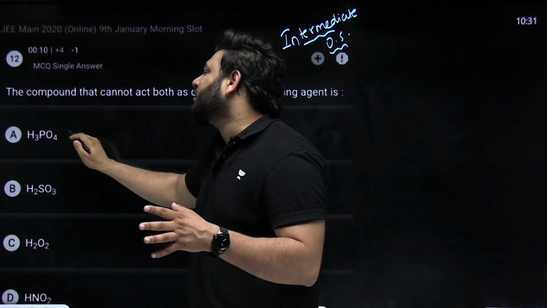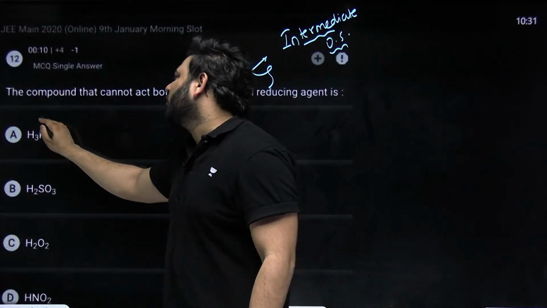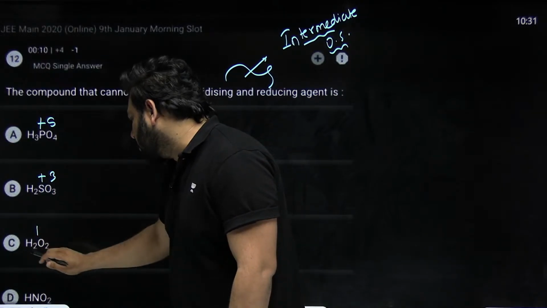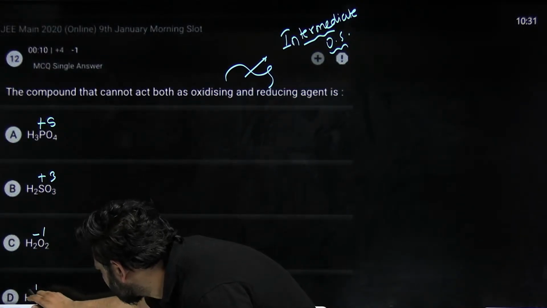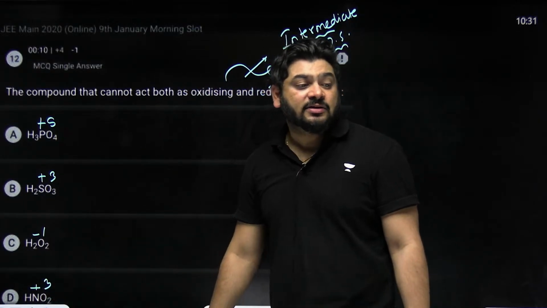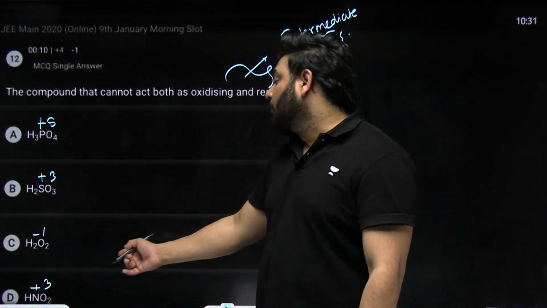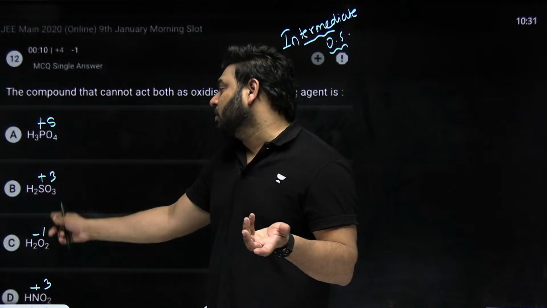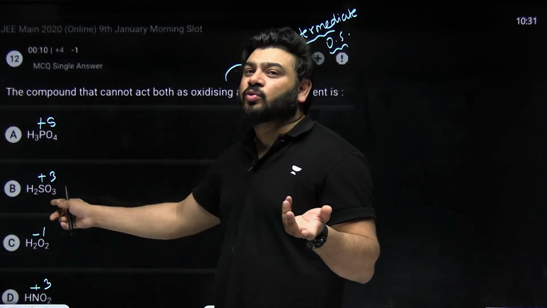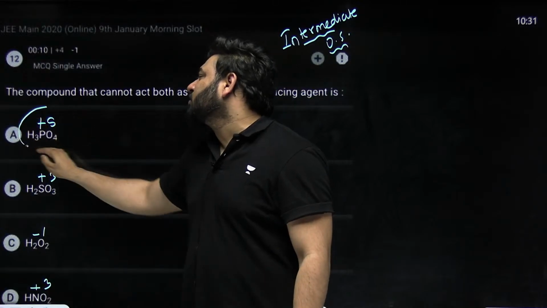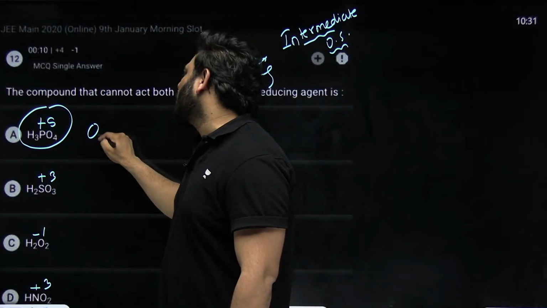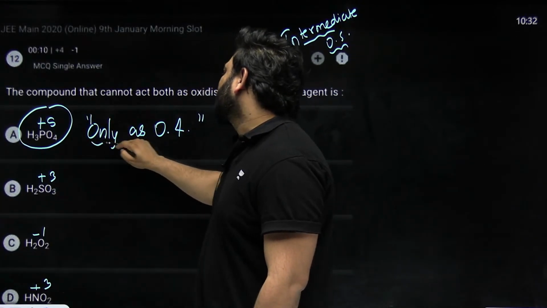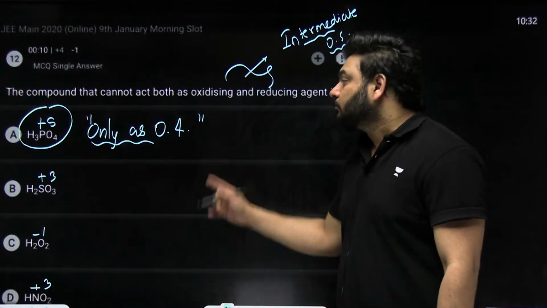Now let us see whether each is in an intermediate oxidation state or not. Nitrogen has a minimum of -3 and highest of positive 5. It is an intermediate. Oxygen at -2 can go to 0. It is an intermediate. Sulfur has maximum positive 6, minimum of -2. It is an intermediate. But phosphorus has a maximum of positive 5 oxidation state, so this can only undergo reduction, and yes, it can behave only as an oxidizing agent.